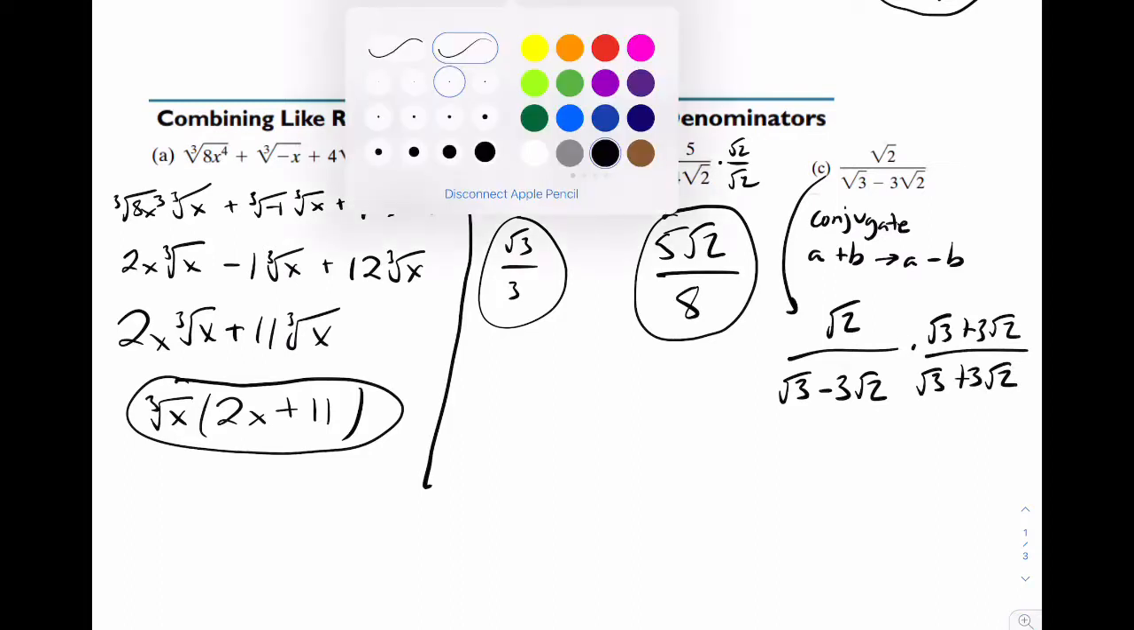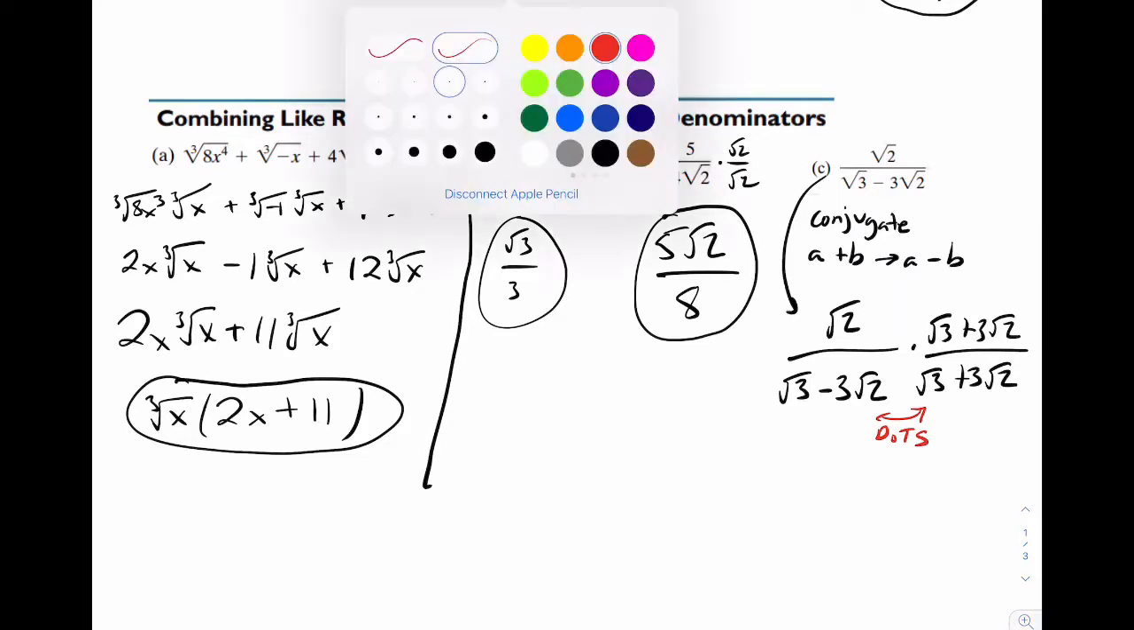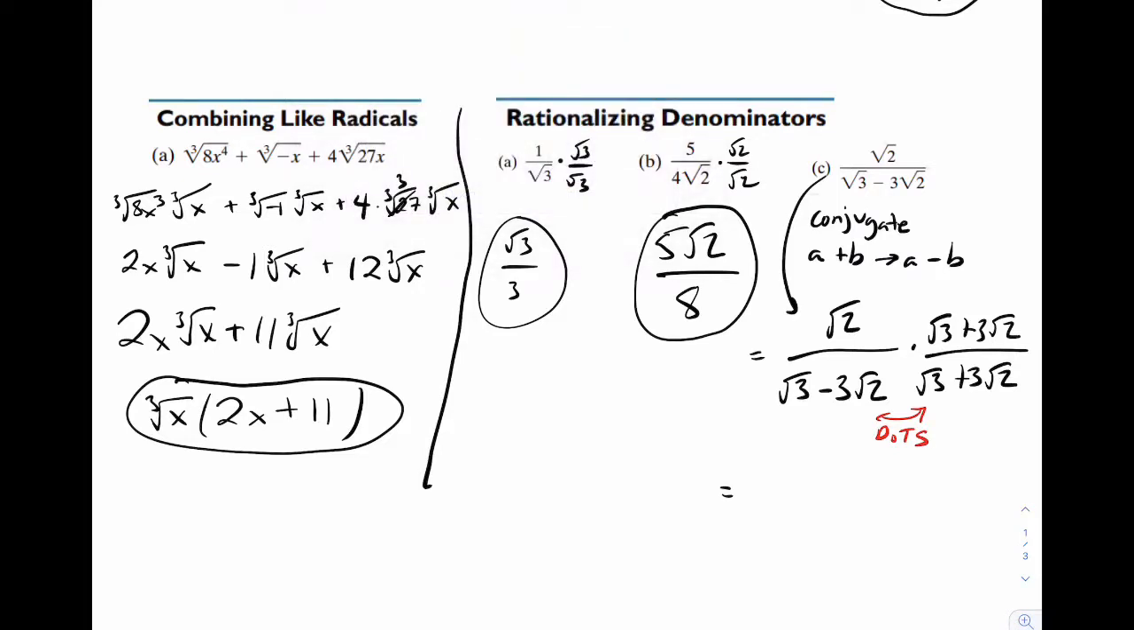Now what's really cool about this is the conjugate creates a difference of 2 squares here. So that's why it's really useful. So when we multiply this together, the top, let's just distribute. That's going to be root 6 plus 6. But because it's a difference of 2 squares, that means the middle terms cancel and all the radicals are going to go away. We're left with 3 minus 18. So our answer, we can leave it as root 6 plus 6 over negative 15. And we can leave it like that.